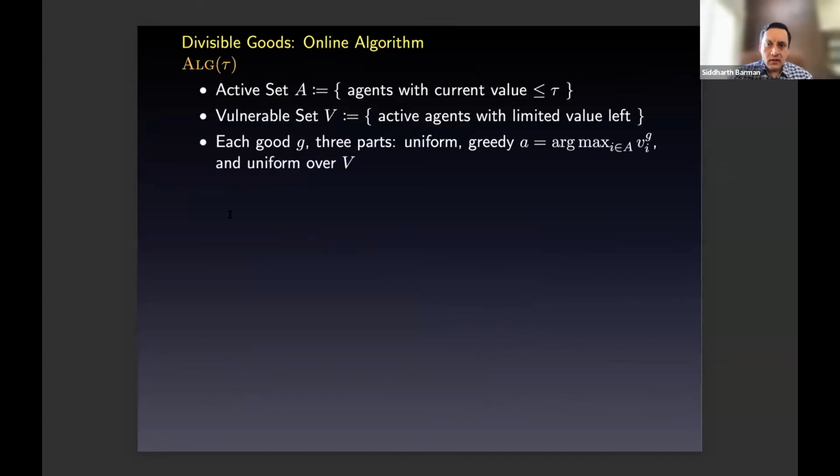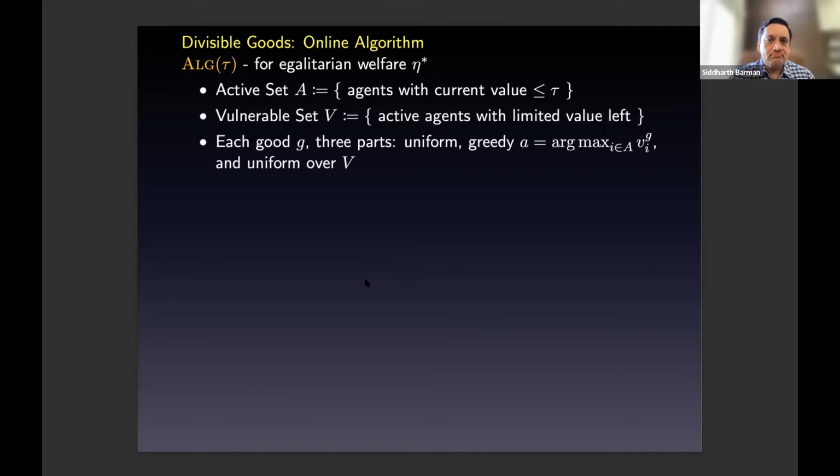So here's the quick repetition. That's my algorithm. I have a single set of active agents. The algorithm performs with a given threshold tau. The set of vulnerable agents are those for whom the total value of all the remaining goods is small. And for each good, I just make 3 decisions: uniform over everyone, greedy in the active set, and uniform over the vulnerable set. That's it.